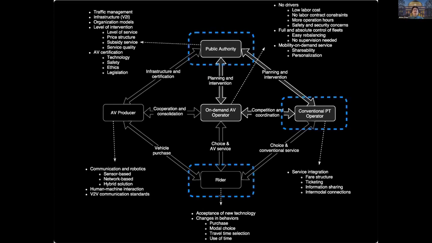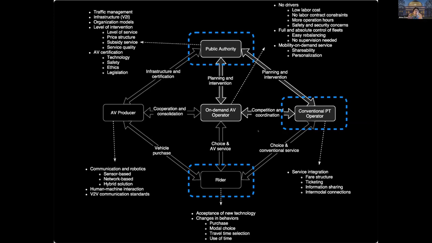Let me start with this. These three indicate the situation where we are only talking about public transit. Here there are the conventional public transit operators, be it Transport for London, MBTA, Chicago Transit Authority, or Hong Kong. These are the bus and rail operators. They interact in two ways: one, with the riders, and the other, with the public authority, which often provides planning and intervention.